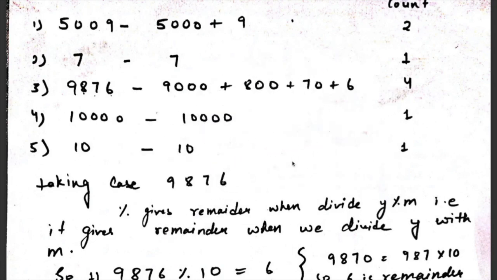What are the test cases given in this question? You have been given 5009. How would you represent this number? 5009 can be represented as 5000 plus 9. That is, you will require two round-number terms to represent this number. 7 can be represented by only 7. That is, you will require only one term. 9876 can be represented as 9000 plus 800 plus 70 plus 6. That is, you will require a minimum of 4 terms to represent this number.